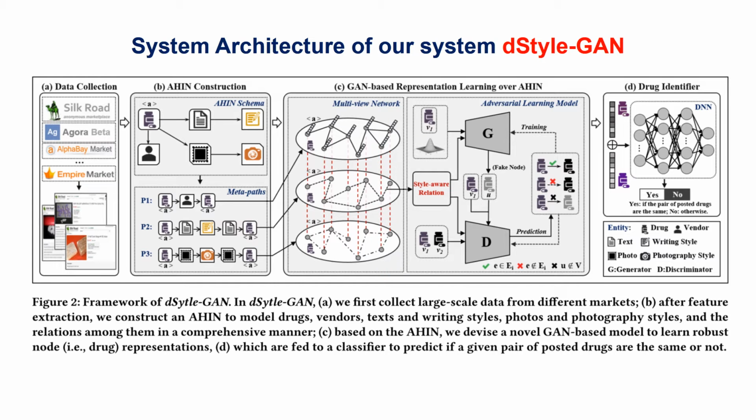To automate the analysis for drug identification, we propose an intelligent system, dStyle-GAN. In this system, for posted drug products, we not only use their contents, but also consider their writing and photography styles, as well as other supporting attributes and also different types of relations among them. Then I introduce our proposed method in detail.